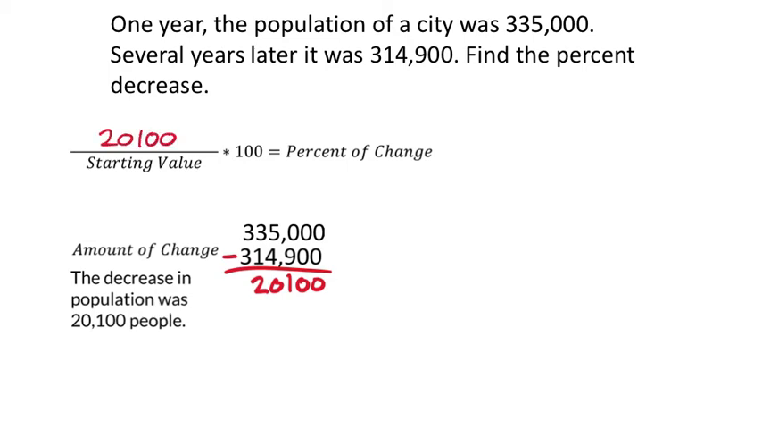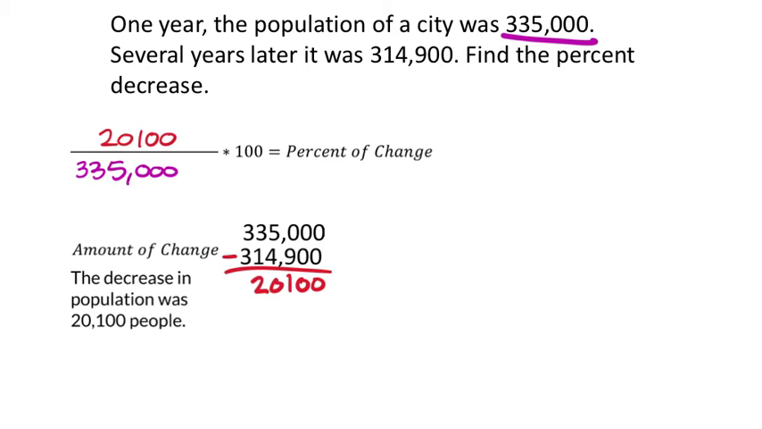So the amount of change we have now for the formula is 20,100. Okay, that's the change, and even though it's a negative, it's a decrease. We already know it's a decrease. So again, if we took the ending amount and subtracted the original, then we would have ended up with something negative, which would tell us it's a decrease. That may not make a lot of sense right now, but it doesn't have to. So the starting value, well, it started at 335,000 people in the city, so let's go and put that in.